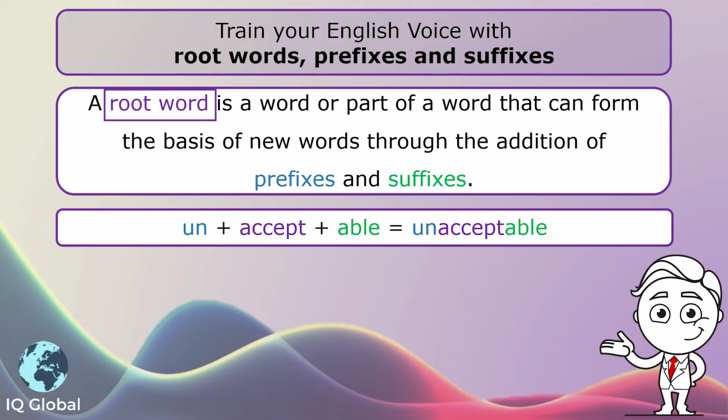Our root word is accept. We add the prefix un to the beginning of the word and the suffix able to the end of the word to form a new word, unacceptable.